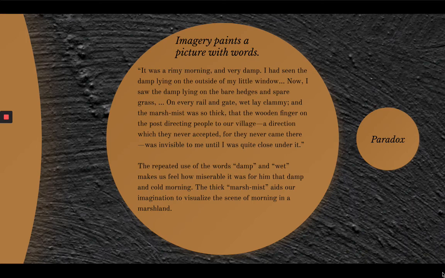Okay, the repeated use of the words damp and wet make us feel how miserable it was for him that damp and cold morning. The thick marsh mist aids our imagination to visualize the scene of morning in a marshland, so you can really understand what he's seeing around him based on this quote, because he literally gives you the exact details of the morning.